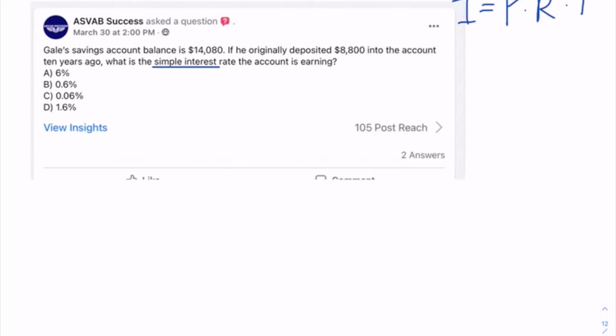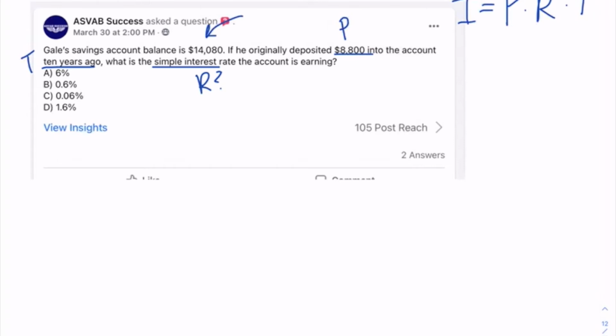Okay, so let's start figuring out what everything is. The time, 10 years. The principal is the original deposit, so 8,800. Now we don't know what the simple interest rate is. That's what we're looking for. But it doesn't tell us what the account has earned. Instead, it gives us the account balance.